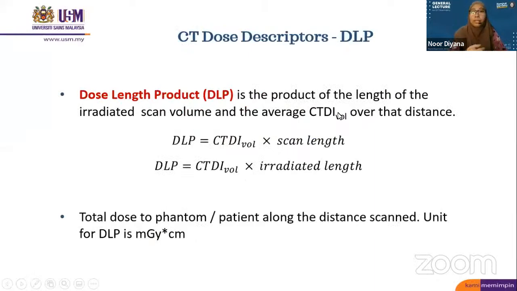Okay, the next descriptor that is usually used in CT is dose length product or DLP. Actually, it is the scan length multiplied by CTDI volume. Scan length is the irradiated length of the patient. So it is the product of the irradiated scan length, and we multiply by the average CTDI. So the unit is milligray centimeter. It is actually the total dose to the phantom or patient along the scan distance.